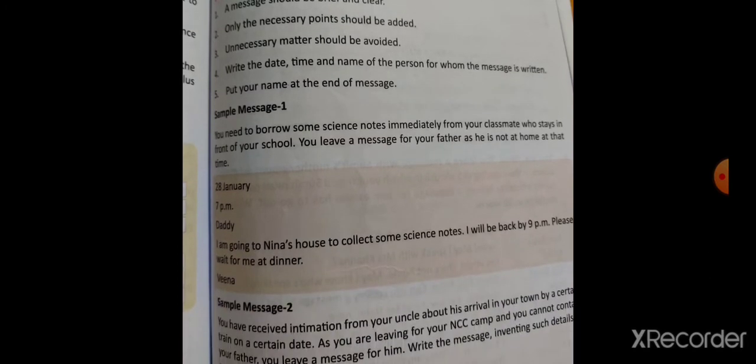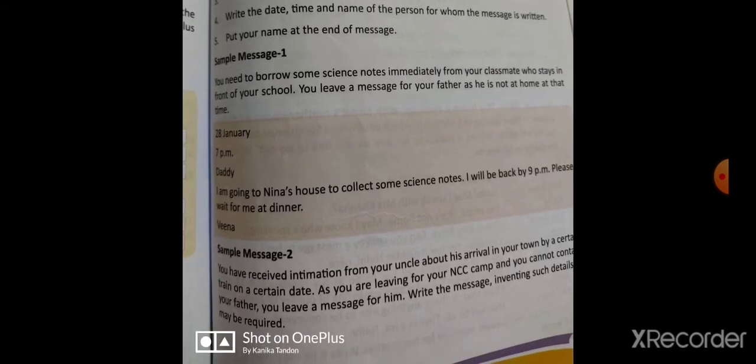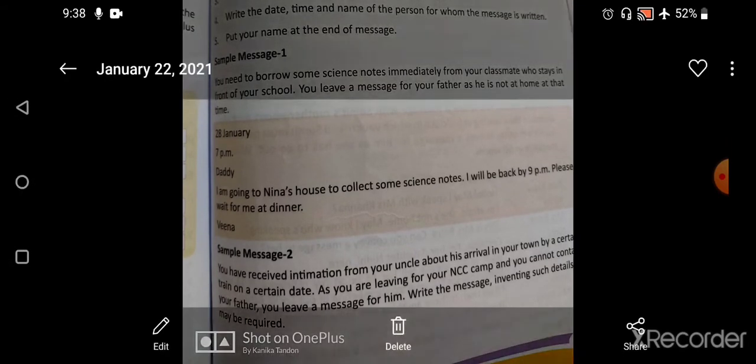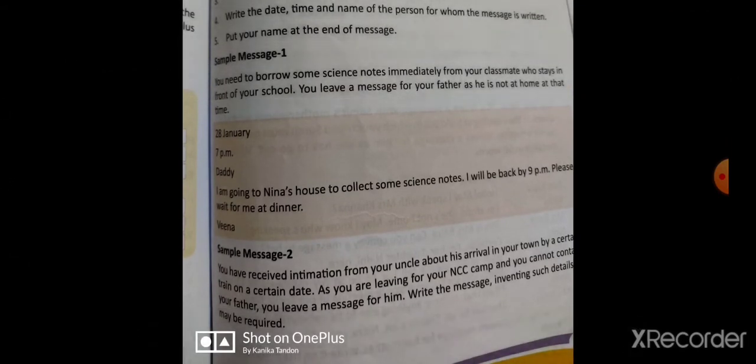This is very precise. For example, do you need to borrow some science notes immediately from your classmate who stays in front of your school? You leave a message for your father as he is not at home at that time. So: 28th January, 7 p.m. Daddy, I'm going to Nina's house to collect some science notes. I'll be back by 9. Please wait for me for dinner.